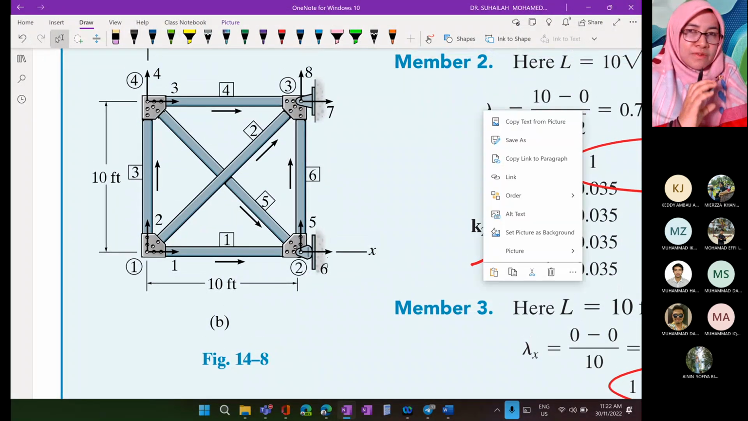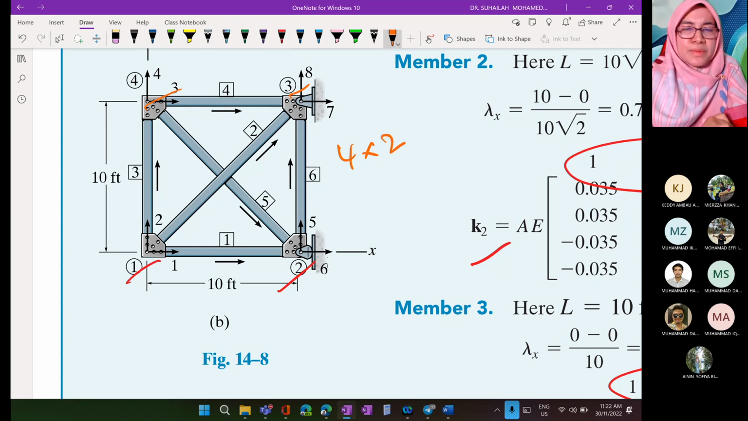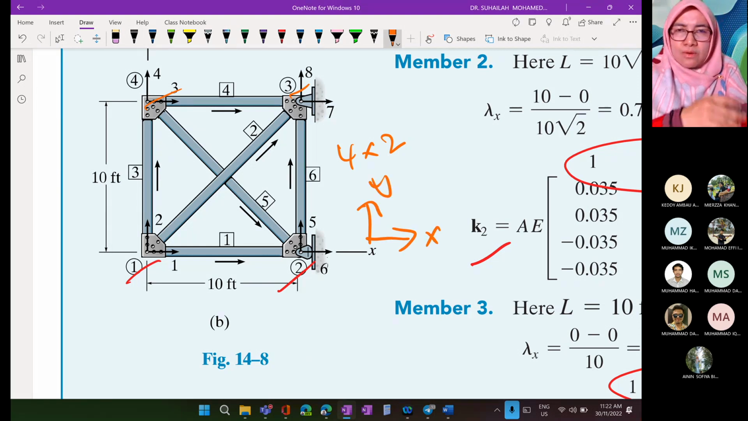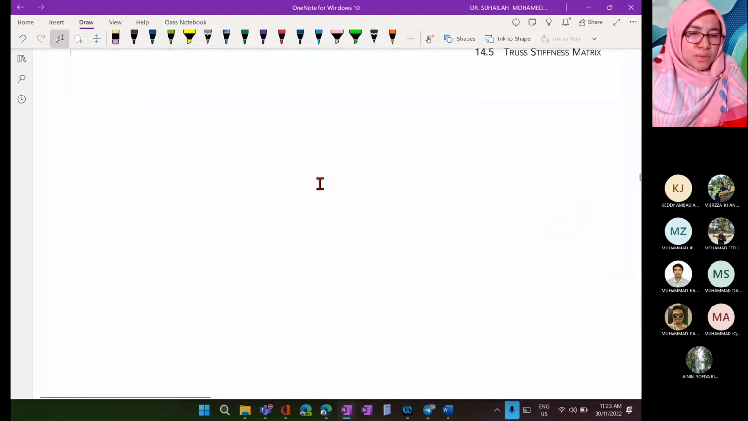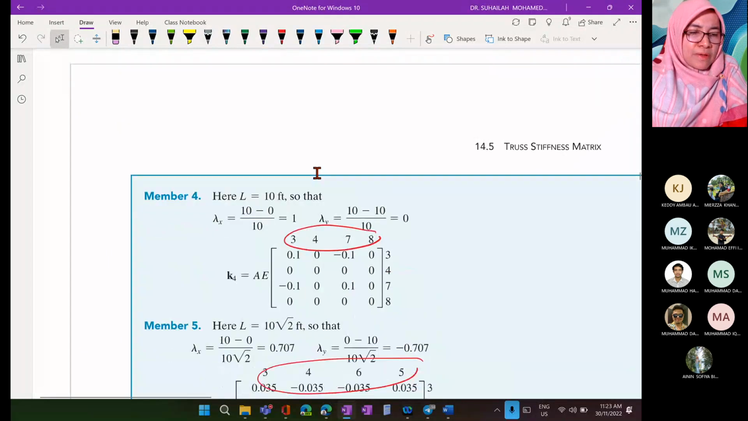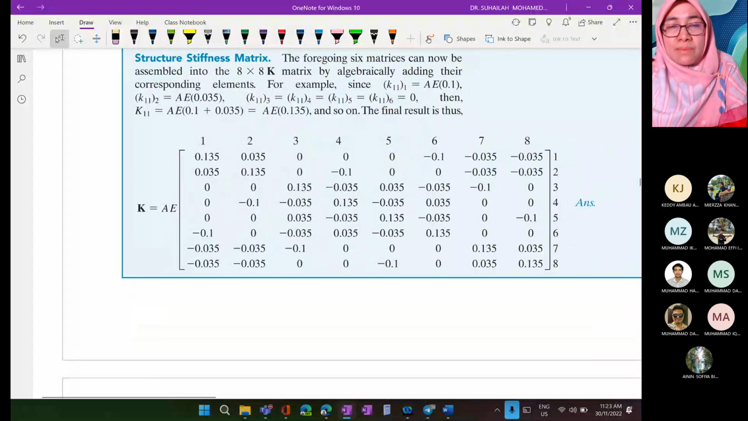The size of the matrix will be, there are 1, 2, 3, 4 nodes. 4 means 4 times 2, because a truss has 2 degrees of freedom per node, in the X and Y components. So we will have an 8 by 8 matrix. So we get the combination of K1 until K6, and we will get an 8 by 8 matrix.